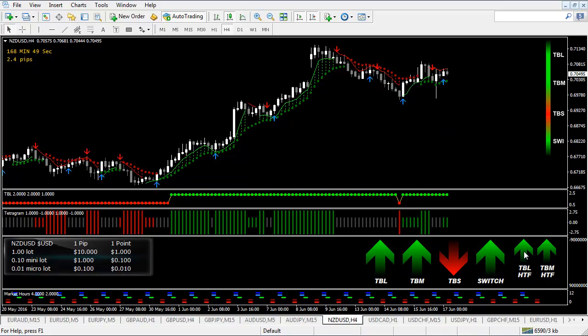Now the TBL HTF and the TBM HTF, we're looking at the higher time frames with this. So it's the TBL, that's what this one is here, the Gann high-low activator on the next higher time frame. This is the 4 hours, so the next higher time frame is the daily. So it is looking at this TBL or the 50 period Gann high-low activator on the daily time frame. And the same with the TBM. It is looking at the TBM on the daily time frame. So that is essentially it in a nutshell.